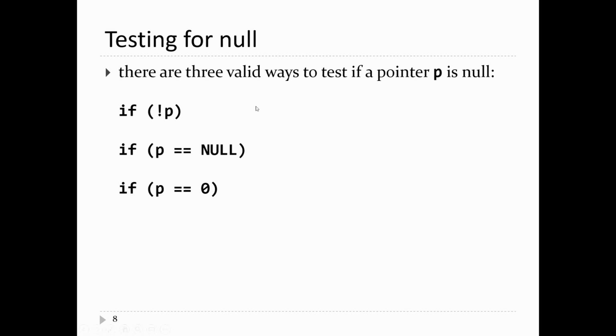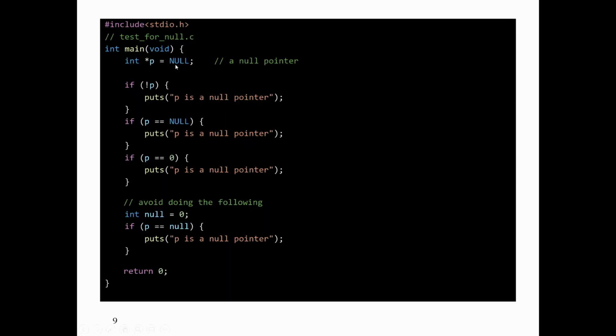C lets you compare for null in three different ways. If you have a pointer P, you can do not P, and if not P is true, then that means the pointer is null. You can directly compare to NULL, and you can directly compare to zero. But what you should not do is make a variable whose value is zero and compare to that.